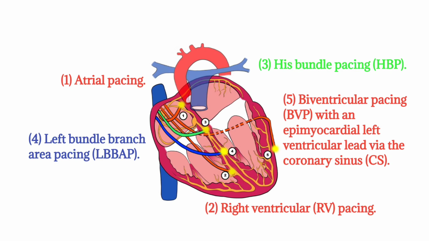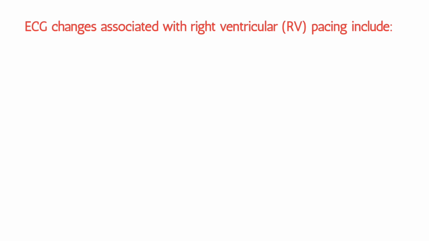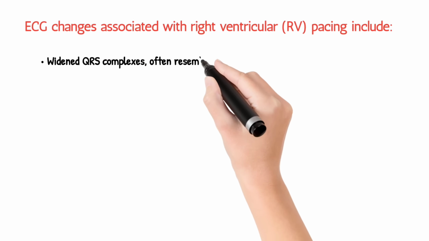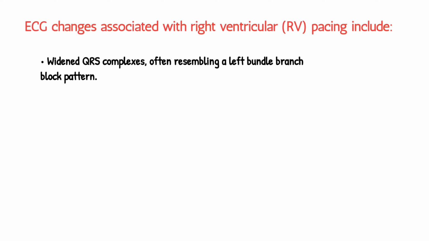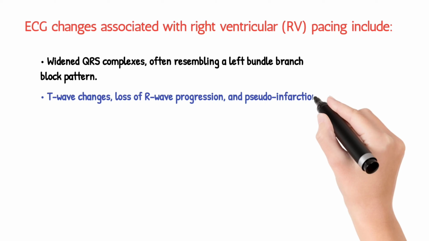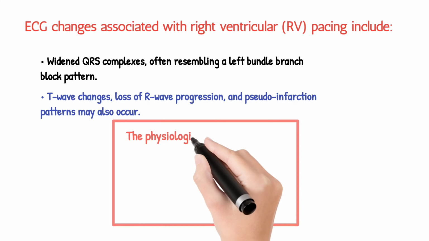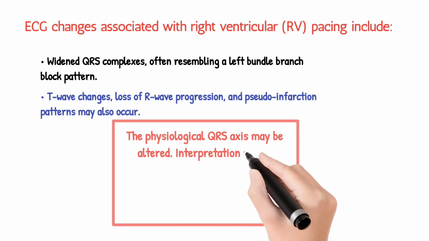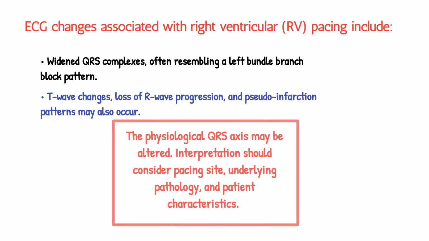Now let's summarize the ECG changes associated with right ventricular pacing, which include widened QRS complexes often resembling a left bundle branch block pattern, and T-wave changes. Loss of R-wave progression and pseudo-infarction patterns may also occur. It should be noticed that the physiological QRS axis may be altered. Interpretation should consider pacing site, underlying pathology, and patient characteristics.